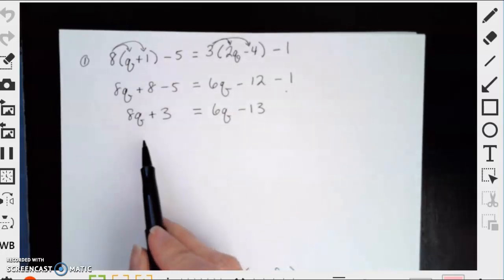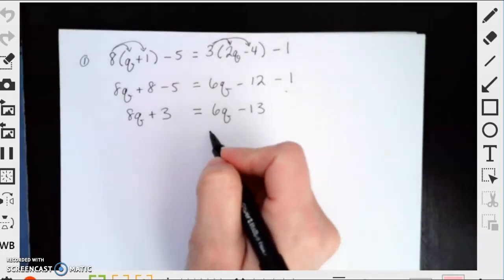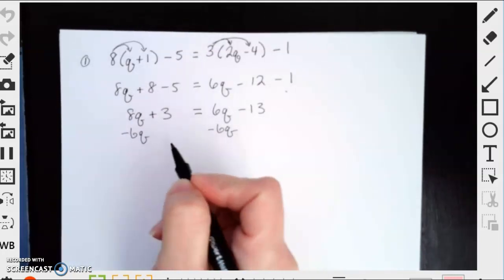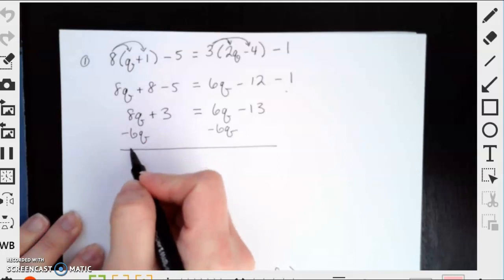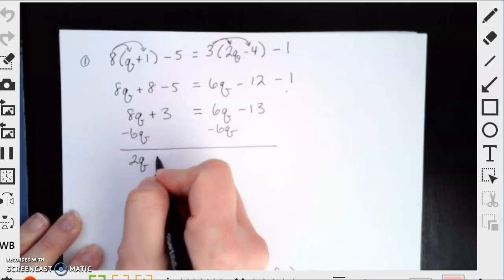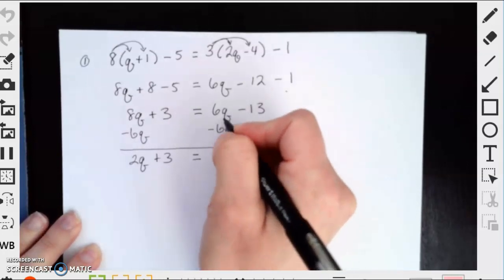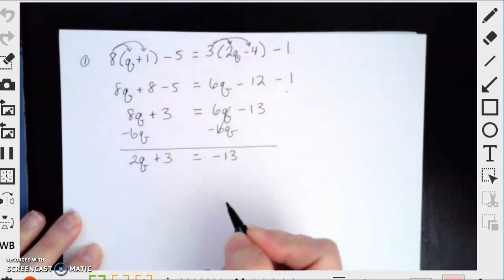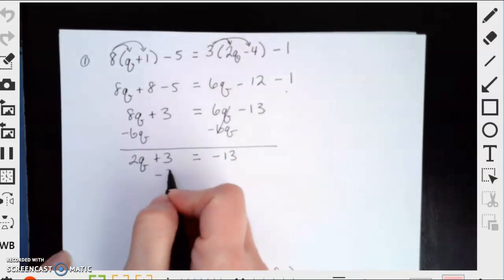So I actually have a choice of 4 terms that I can add or subtract. It doesn't matter which one you pick. I'm going to decide to subtract 6q from both sides of the equation. When I am combining like terms, I'm adding the coefficients. So 8 plus negative 6, or 8 minus 6, is 2. Bring down the variable q. Plus 3 is the constant that's on that side. Always bring down your equal sign. 6q minus 6q is 0, so that cancels that term out. And here I have negative 13. Since I have the variable now on the left-hand side, I need to get the constant on the right. So I'll subtract 3.